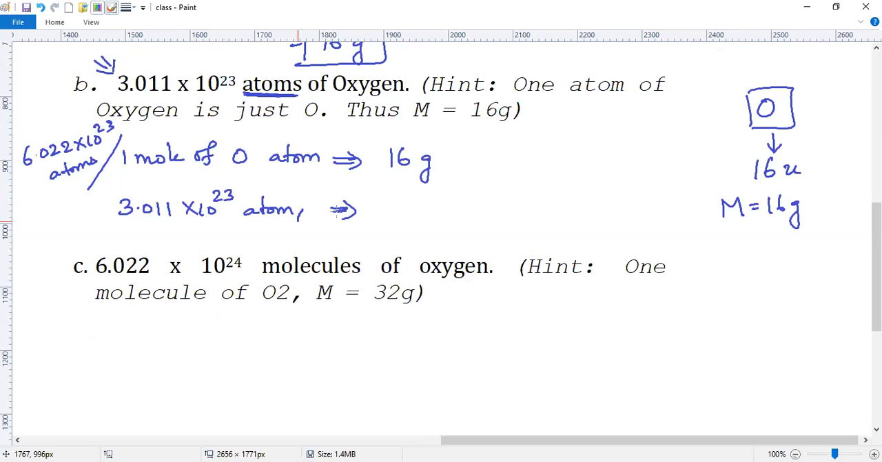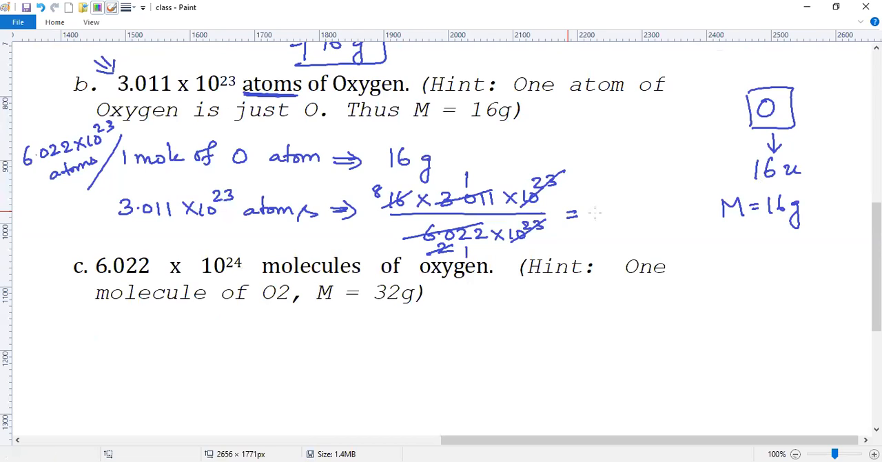It is a direct proportion. How will you do? This is 16 into 3.011 into 10 power 23 divided by 6.022 into 10 power 23. Normal direct proportion. Now, 10 power 23 cancel out. This will be 1 times and this will be 2 times of 3.011. And here it is 2. 1 times and 2 8 times is 16.